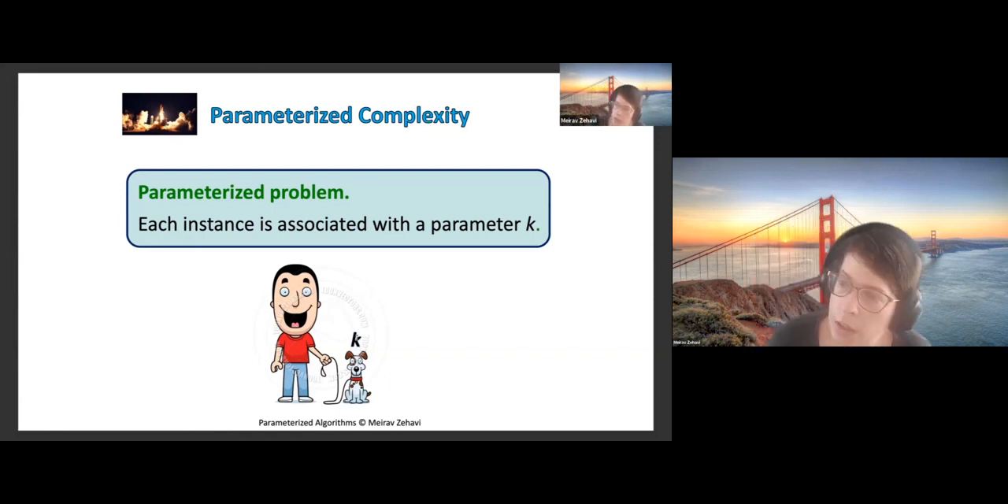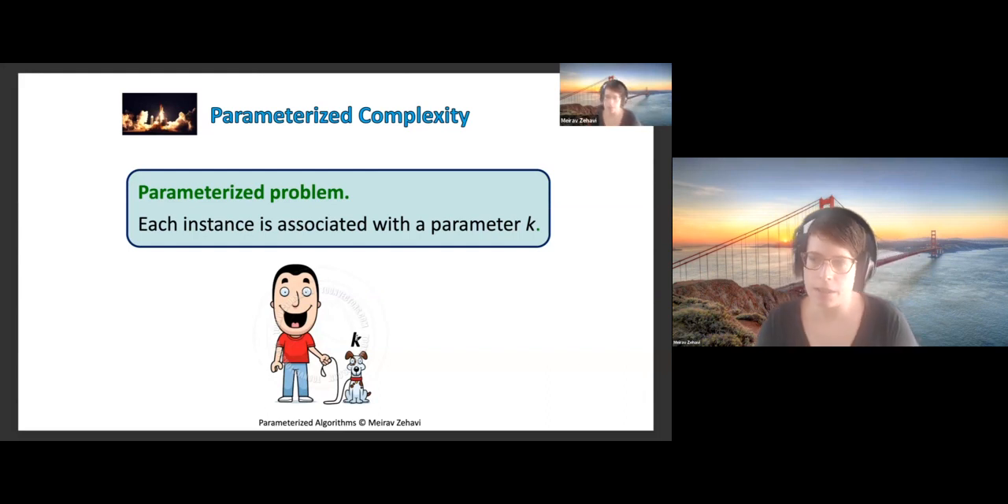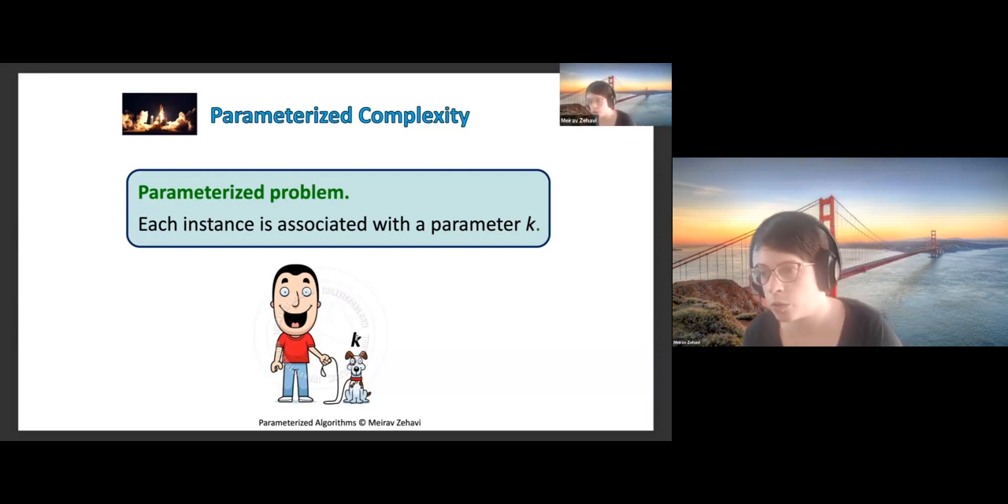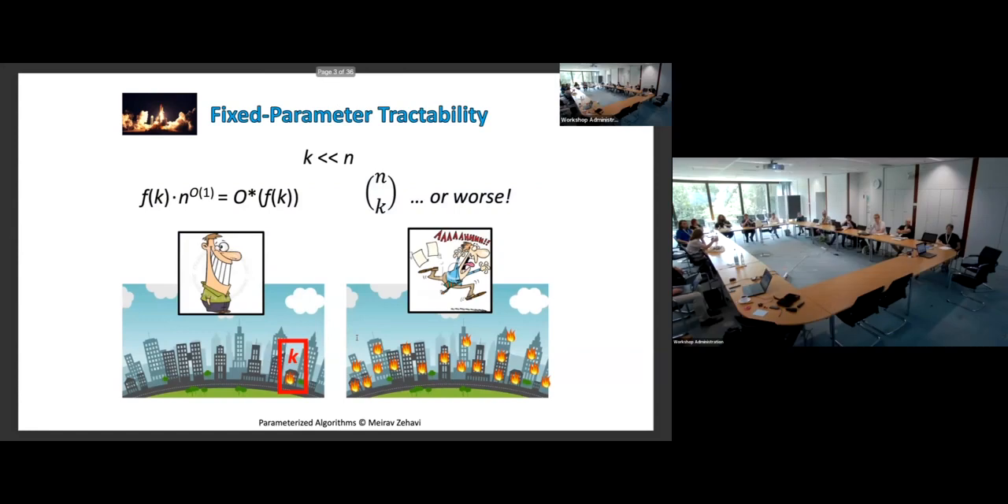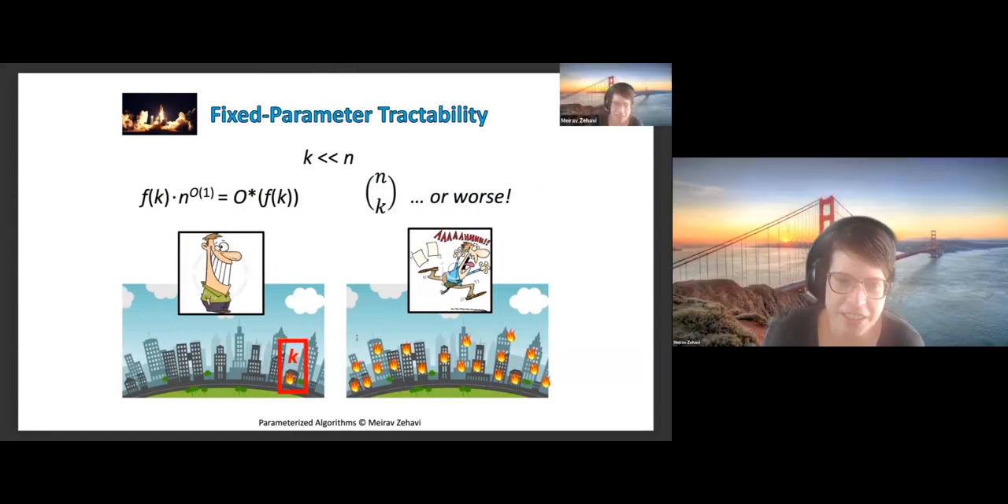For example, if we deal with graph problems, say vertex cover, then the parameter can be the maximum degree of the graph, the size of the solution we are looking for, the size of the vertex cover, how close the graph is to being a tree, and more. And the main notion here is that of fixed parameter tractability, FPT.